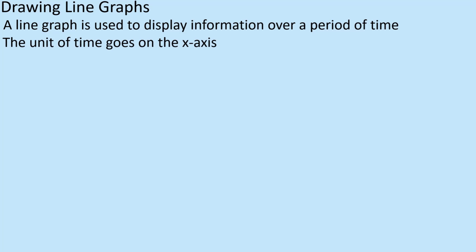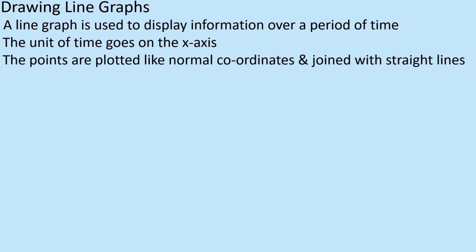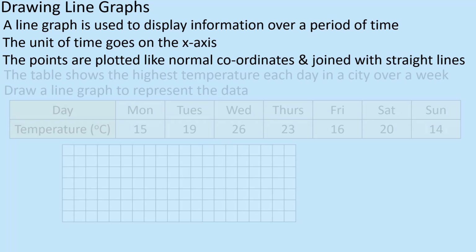So a unit of time goes along the x-axis. Obviously that's trying to give us an idea of something progressing over a period, and then the variable will go onto the y-axis. The points are plotted like normal coordinates, and because it says draw a line graph, they're joined with straight lines. Not curved lines, straight lines, because it was based on specific measurements.